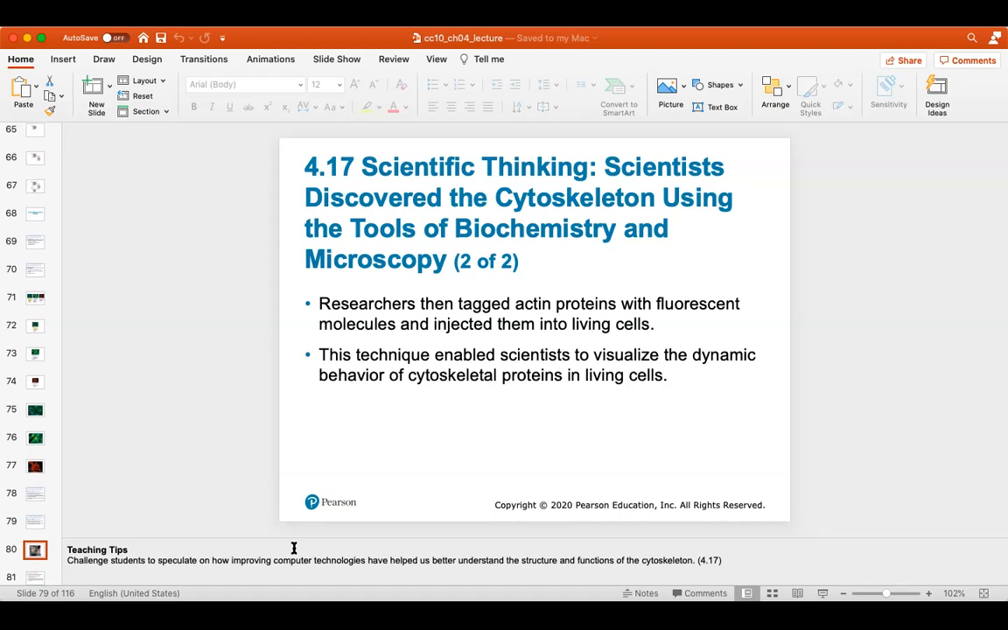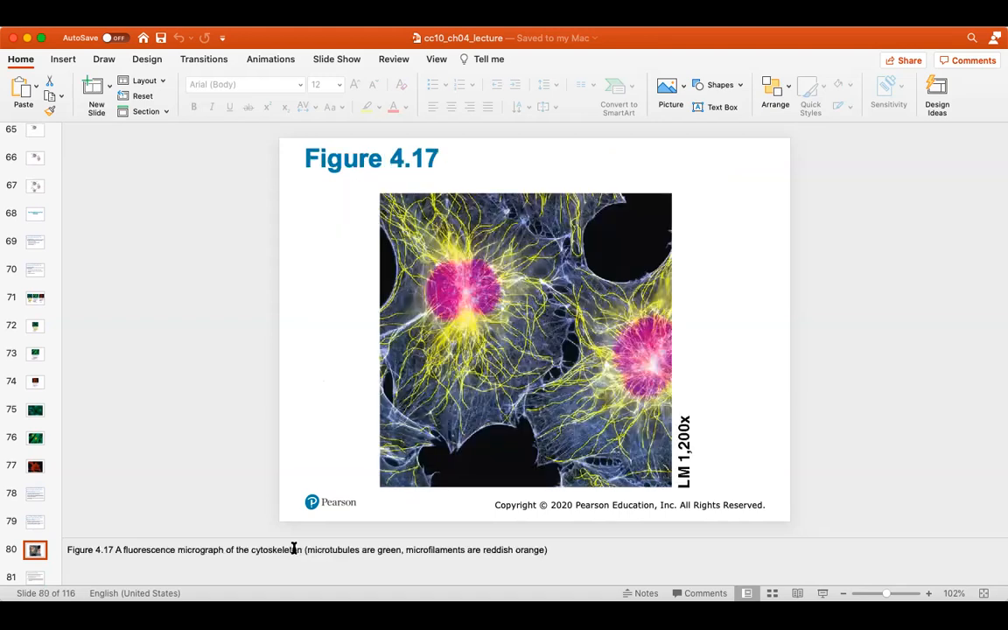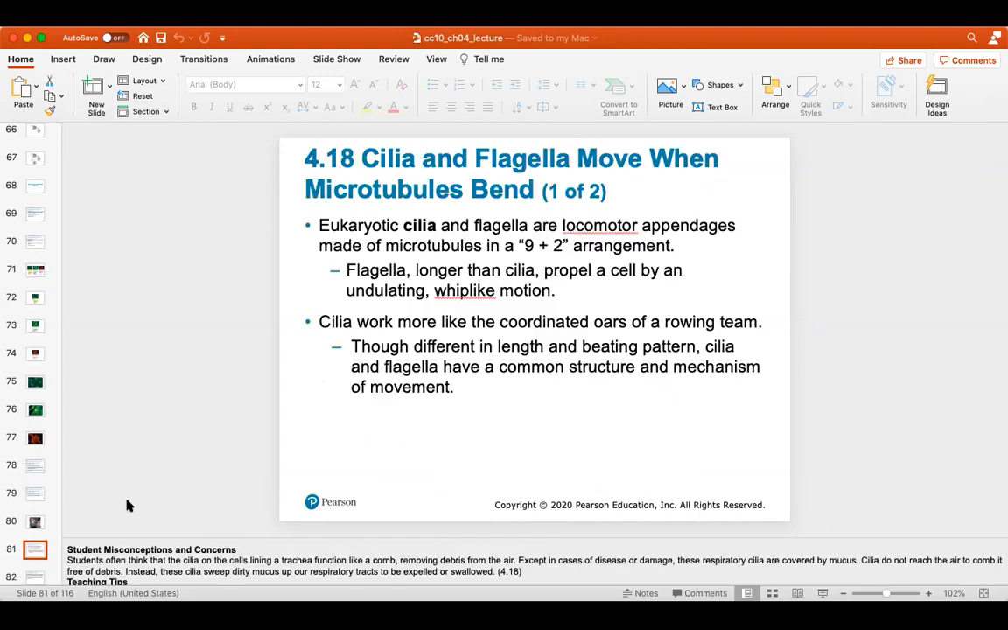So here's a look at a fluorescent micrograph of the cytoskeleton. Microtubules are in green and microfilaments are in reddish orange. Then we'll talk about cilia and flagella, which move when microtubules bend. Eukaryotic cilia and flagella are locomotor appendages, meaning they help in movement. They're arranged in a 9+2 arrangement.